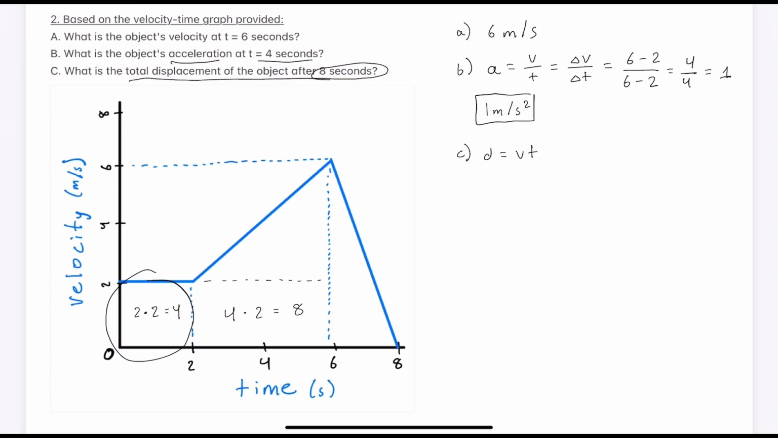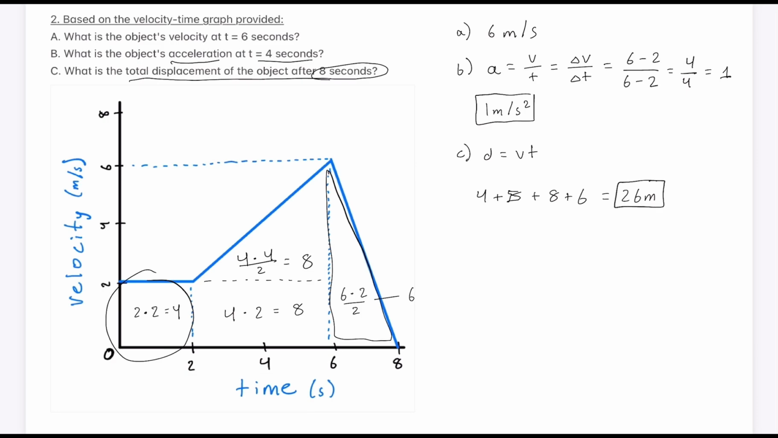This triangle has a width of 4 and a height of 4, but we have to divide by 2, which gives us 8. And then finally, this last triangle here, the height is 6 times the width of 2 divided by 2, which gives us 6. Adding these all up, we have 4 plus 8 plus 8 plus 6, which equals 26 meters. So the displacement after 8 seconds, assuming the initial position is x equals 0, is 26 meters.